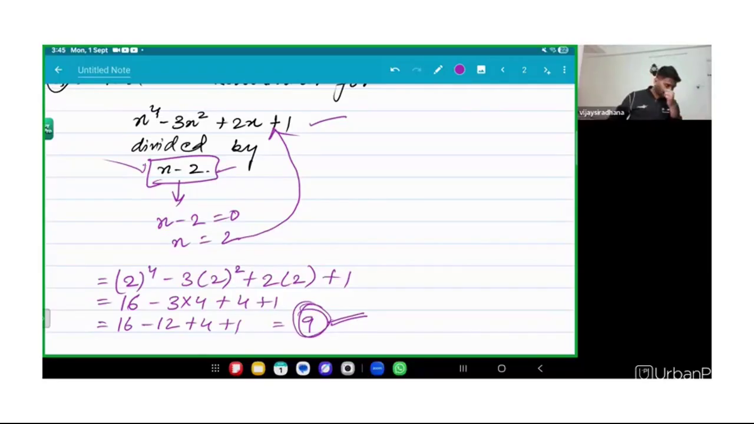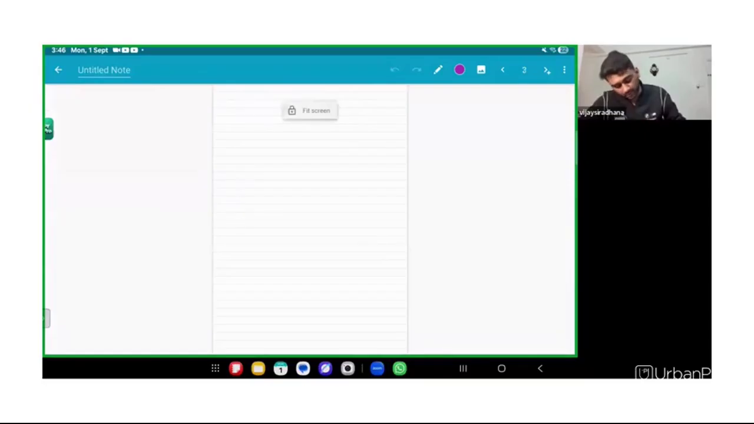Now coming to the factorization, where we will be reading about the factor theorem. Now the factor theorem, in the factor theorem, we need to equate the polynomial with 0. If the remainder is 0, then it's a factor. If the remainder is not 0, then it's not a factor, right? So let's solve one question.